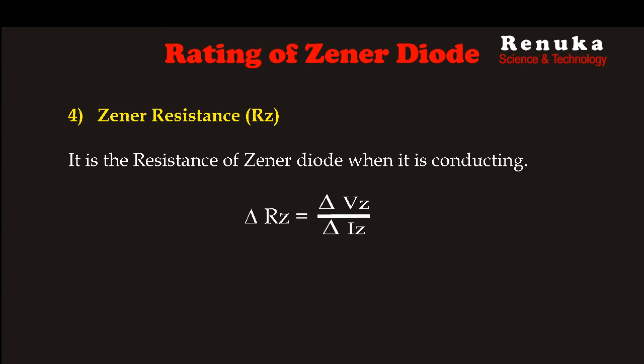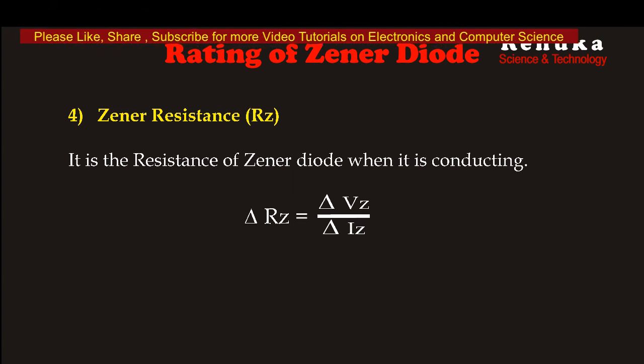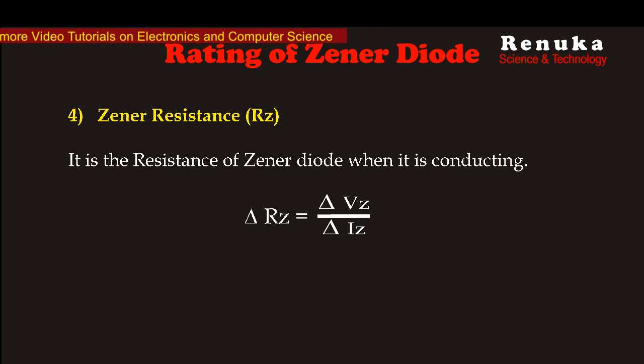Fourth is the Zener resistance. It is the resistance of the Zener diode when it is conducting. This resistance is the dynamic resistance, and it can be calculated by Rz equals delta Vz upon delta Iz. That means the change in voltage of the Zener divided by the change in current through the Zener.